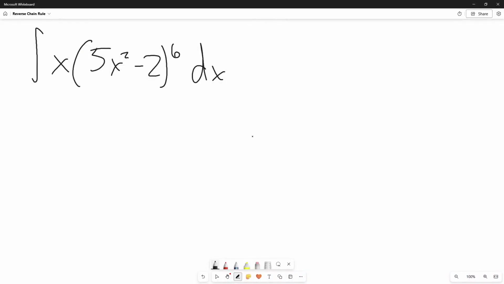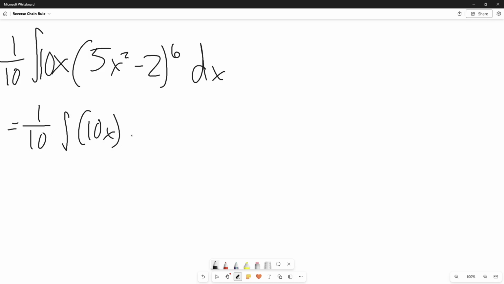And now I'll do another example. For this one, you can see that x is close to the derivative of 5x squared minus 2. The derivative of this is 10x, which means that we're going to have to add the constant 10 in front of this x and just compensate by adding 1/10 in the beginning of the integral. So let's write this more clearly: 1/10 times the integral of 10x times 5x squared minus 2 to the power of 6 dx. And clearly our f prime of x is going to be x to the 6th.